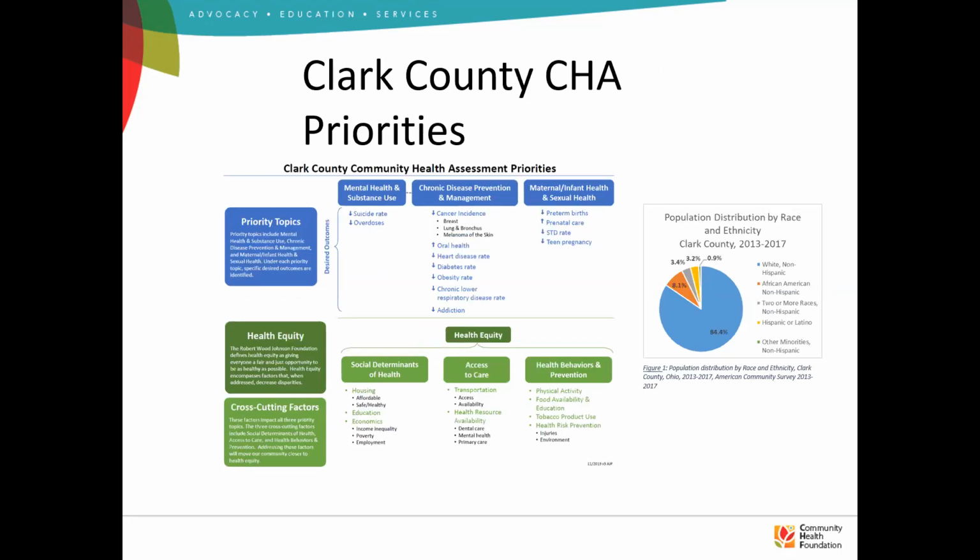As indicated by the green health equity section on each of these charts, we are concerned about everyone having a fair and just opportunity to be as healthy as possible. We recognize that disparities in society can create barriers to wellness due to a person's race, ethnicity, neighborhood of residence, disability, or financial status.